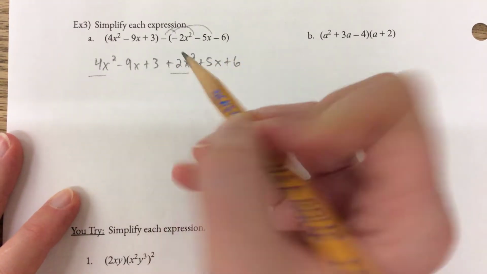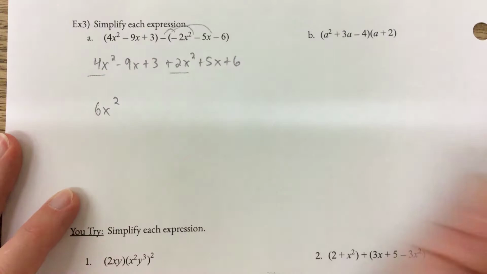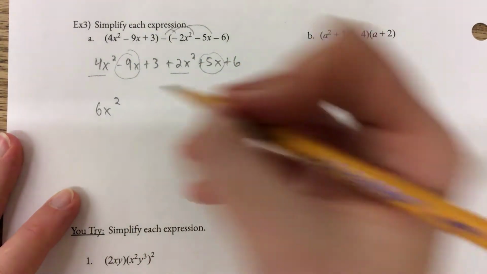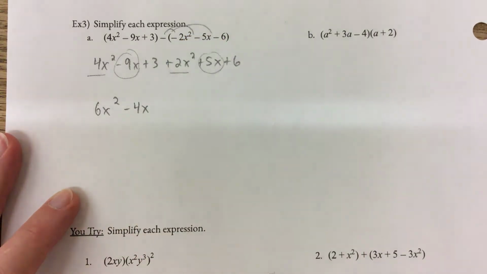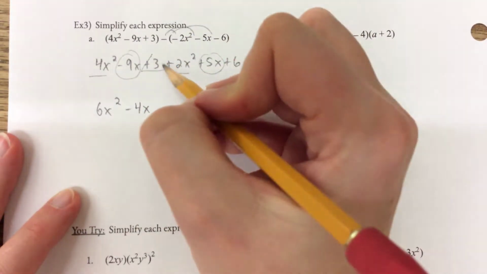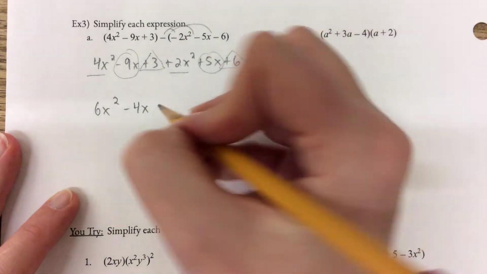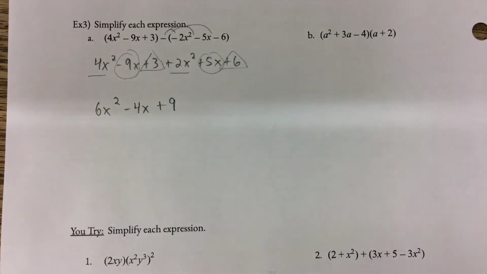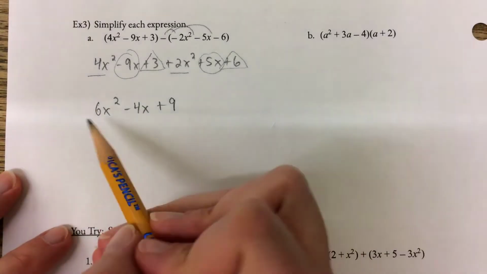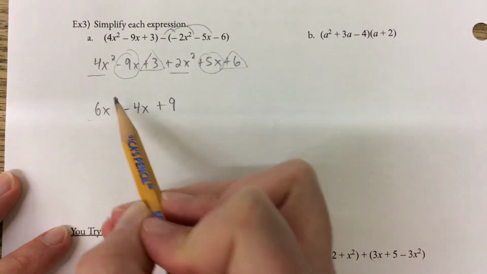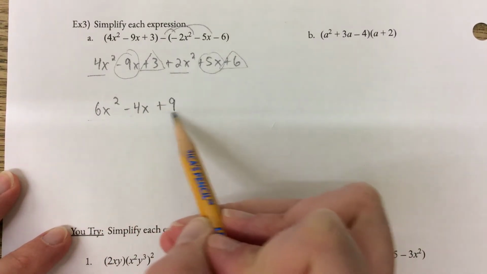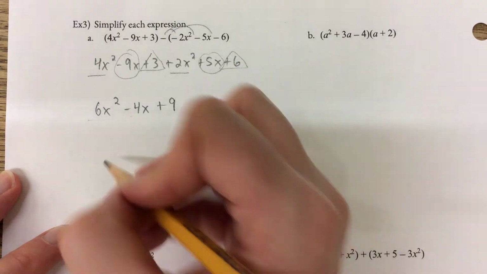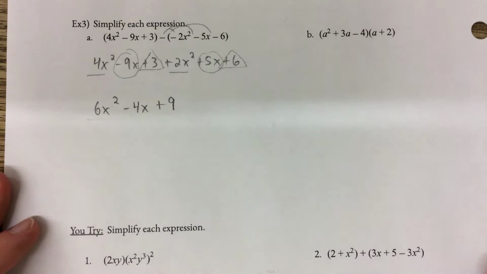I have a 4x squared and a 2x squared. I have a -9x and a 5x. So that's going to be -4x. And then I have a positive 3 and a positive 6, so that's plus 9. If I looked at this and it asked me what the degree was, just to practice that again, you can see this one is degree 2, this is degree 1, and this is degree 0. So the highest degree in there is the 2, so this would be second degree if it asked us for that.